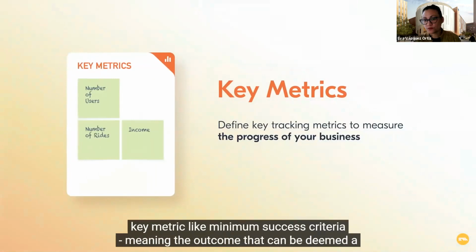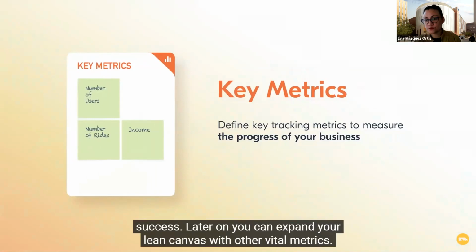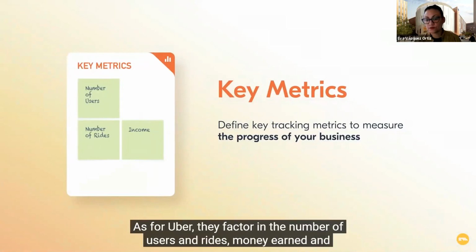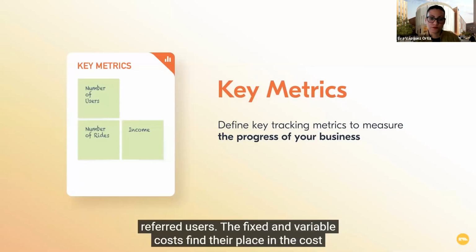Initially, you can do with one key metric like minimum success criteria, meaning the outcome that can be deemed a success. Later on, you can expand your lean canvas with other vital metrics. As for Uber, they factor in the number of users and rides, money earned, and referred users.